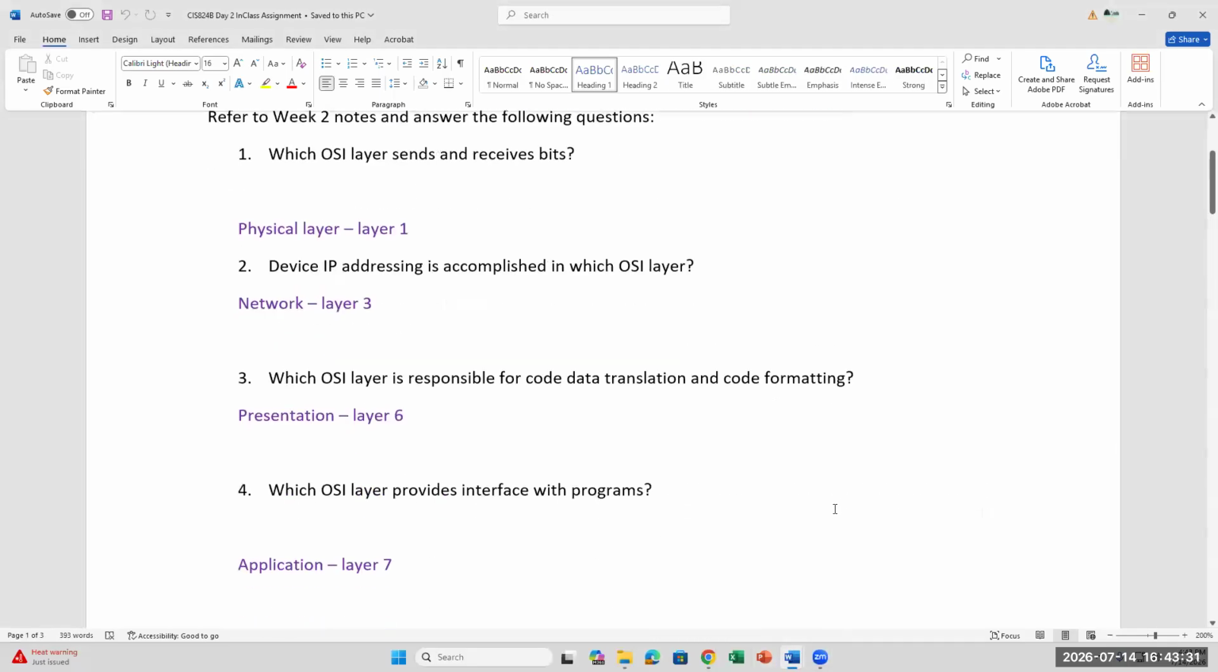Okay. So in the first few questions, it asks you which OSI layer sends and receives bits. That's the first layer. At the electrical signal, the copper wire, when we're using Ethernet, right? And if we're using fiber optic, it will be light. But the physical layer is when you are getting bits.